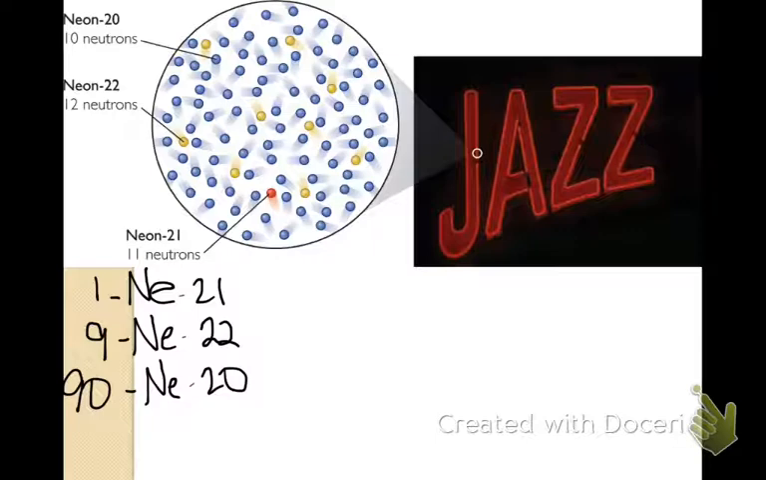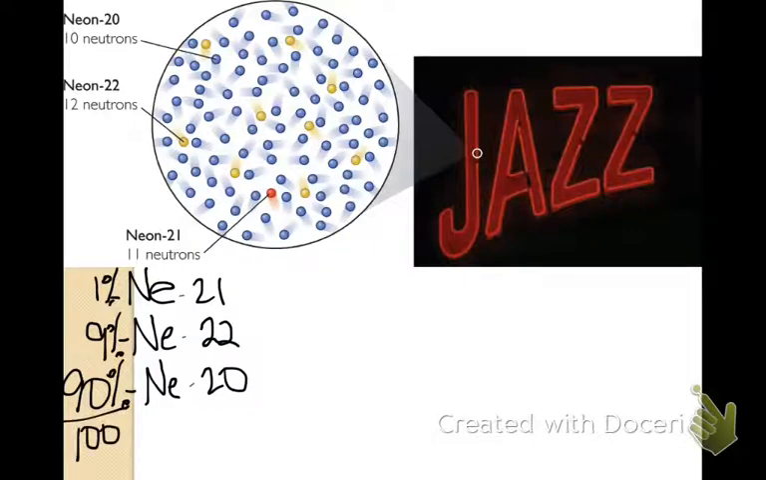There's only one neon 21, but 90 neon 20s, so we can't just add them up and divide by 3. Instead, we're going to add them all up and then divide by 100. If we put these into percent, 1% of the sample is neon 21, 9% of the sample is neon 22, and 90% of the sample is neon 20. I put them in percents because when you add this all up, it's all out of 100.